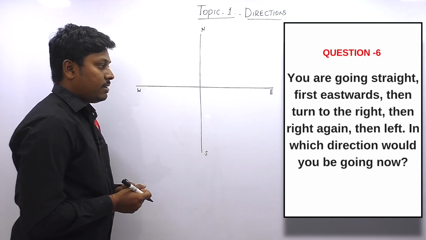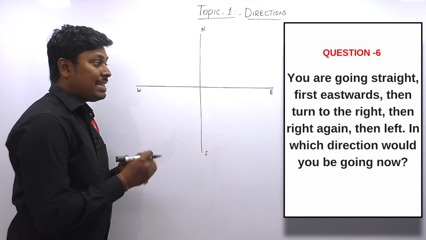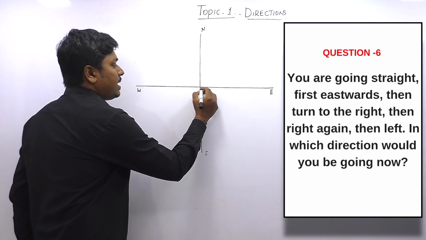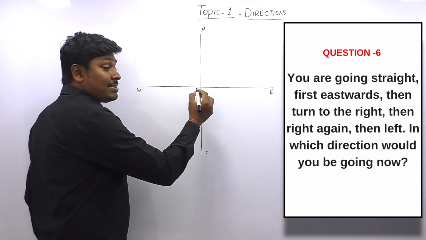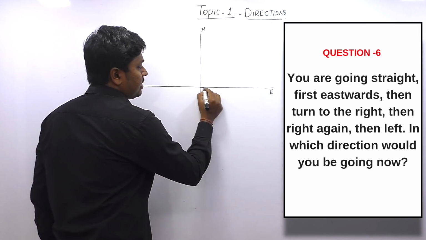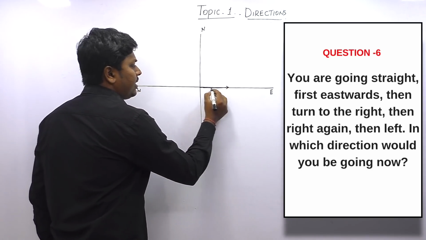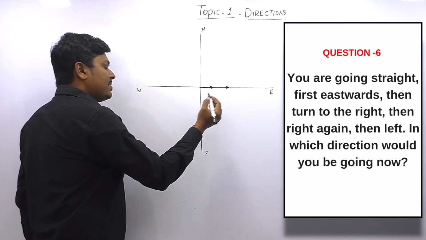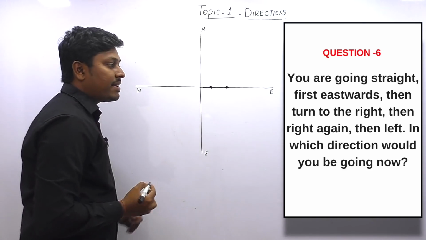Question number 6. You are going straight first eastwards. So what they are saying is, from the starting point, he is initially going straight, that is towards eastwards. So we can say eastern side will be this side. They didn't give you the distance, but they have said that initially he is walking in the east direction.